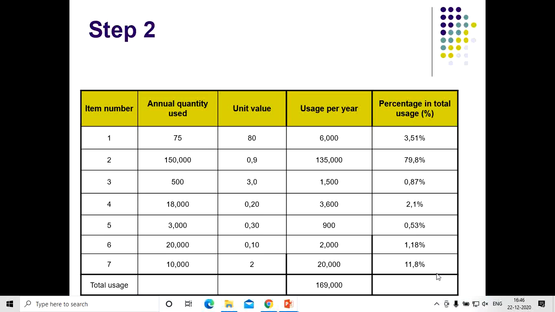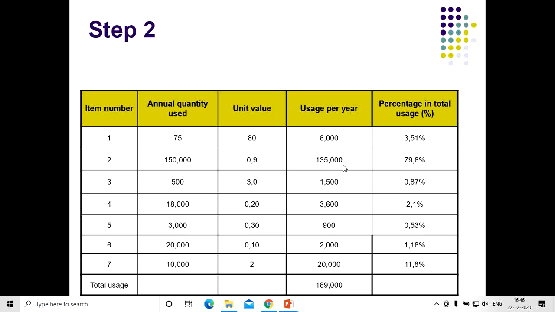Let us go for step number 2. In step number 2, I told you that we have to get the percentage usage of each item. In percent, for item number 1, how much is required for the year. The formula is very simple: usage per year of each item divided by total usage gives the percentage in total usage. So 6,000 divided by 1,69,000 is 3.51%.